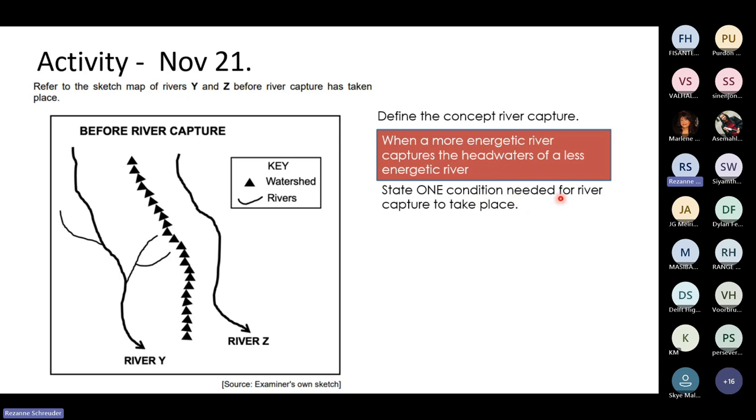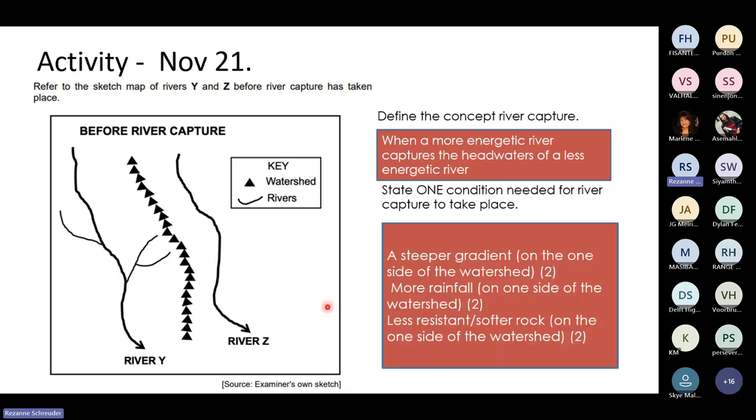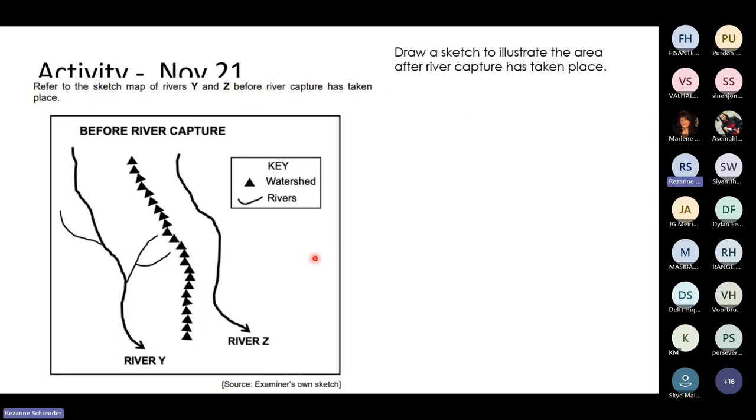State one condition needed for river capture to take place. So we need a steeper gradient, we need more rainfall, and we need less resistant or softer rock on one side of the watershed. This sketch was what the examiners drew, right? The source will say examiner's own sketch. So we don't know which side of the watershed will have the harder rock or the less resistant rock. But there are ways to identify it. Let's have a look at the next few questions.